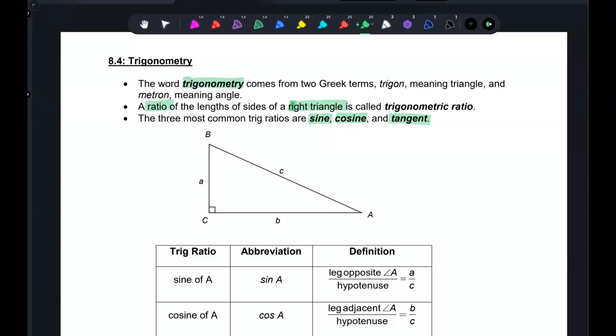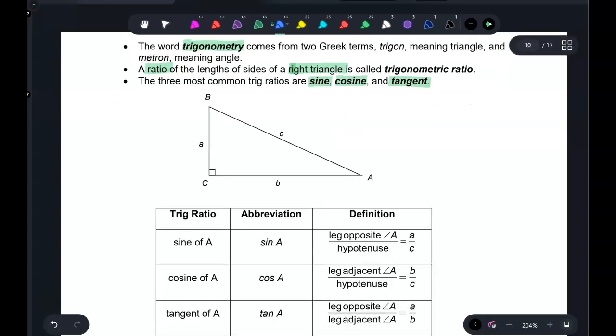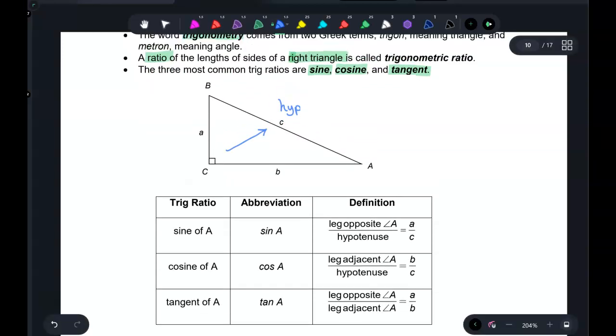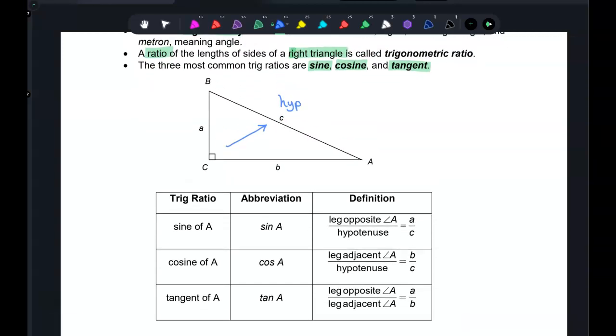Trigonometry. Ratios within a right triangle. Okay, so let's say we have a triangle ABC, and C is the hypotenuse, right? Because that's always opposite the 90-degree angle. Okay. We are going to look at what's called the sine of A, the cosine of A, and the tangent of A. So if we locate, here's angle A.